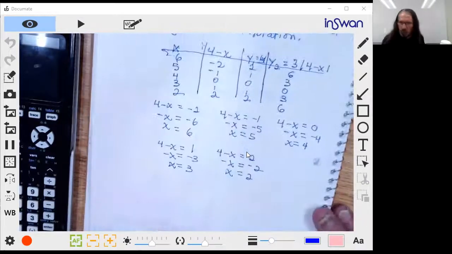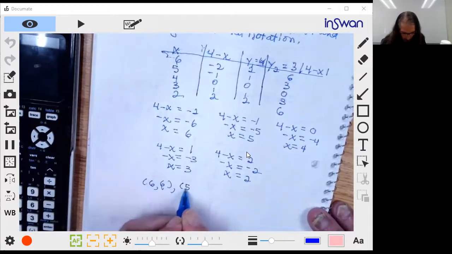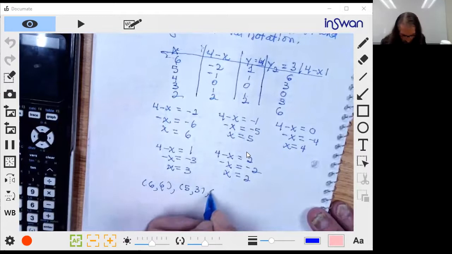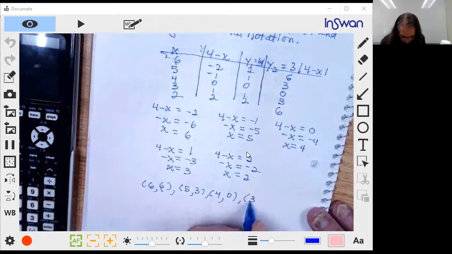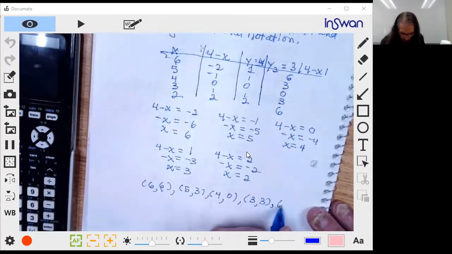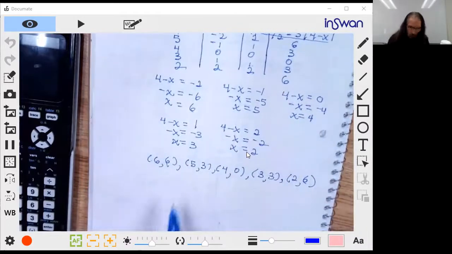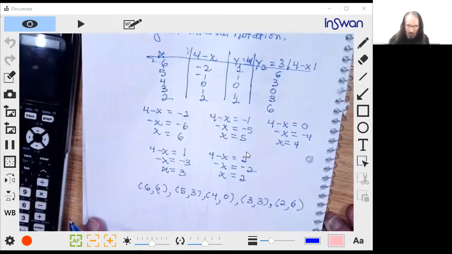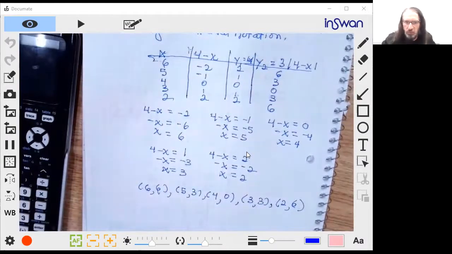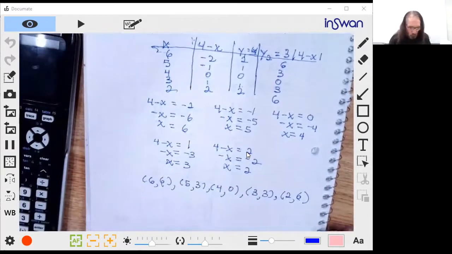So we're going to be plotting the points (6, 6), (5, 3), (4, 0), (3, 3), and (2, 6). I want to talk about, after showing you the graph, what the transformation must have been that we had inside, followed by the vertical stretch by factor 3, and perhaps talk about the order of the transformations being important.